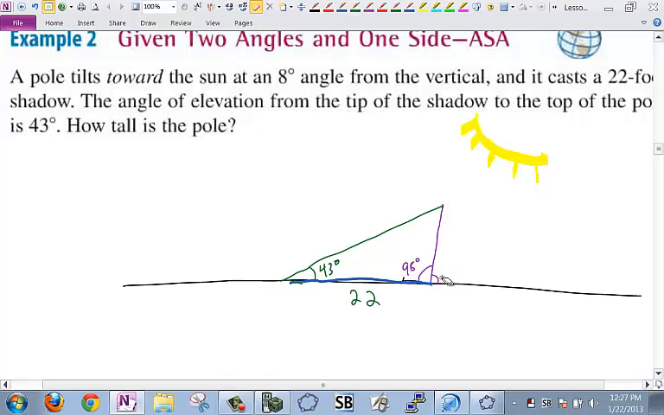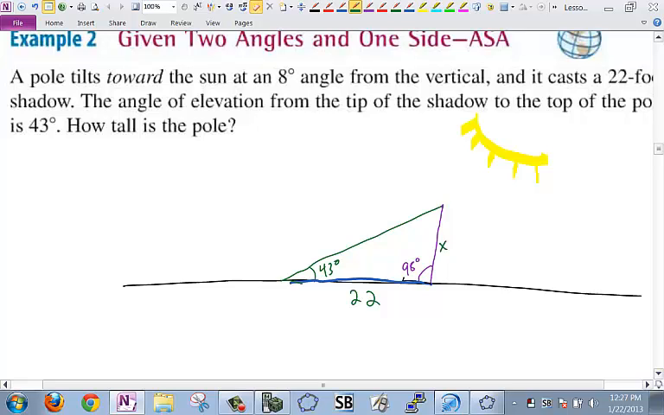So you end up with a triangle that looks like this. It's got a 98-degree obtuse angle, a 43-degree angle here, and then the included side is 22. So it's an angle-side-angle: 43, 22, 98. And then you can use law of sines to solve for this side right here. Does that make sense?